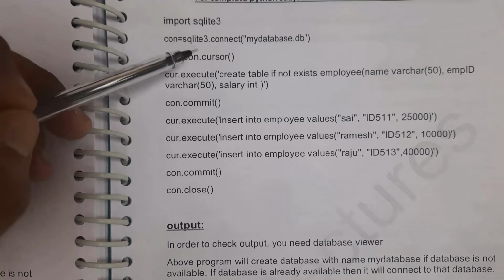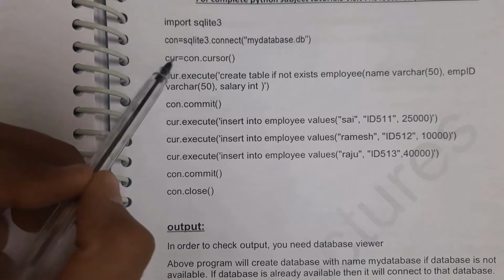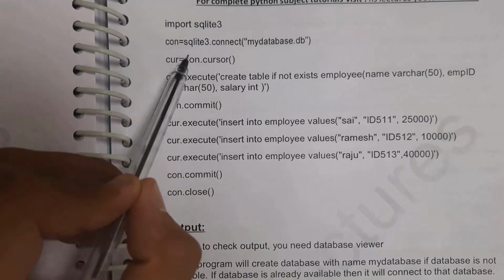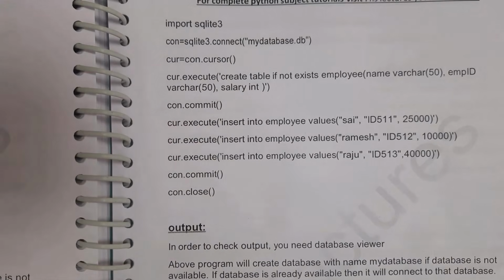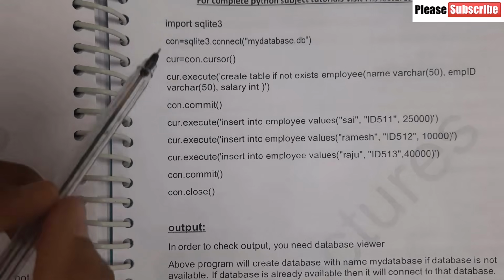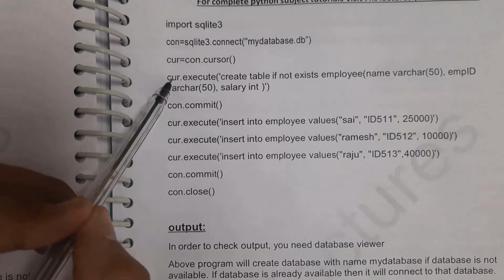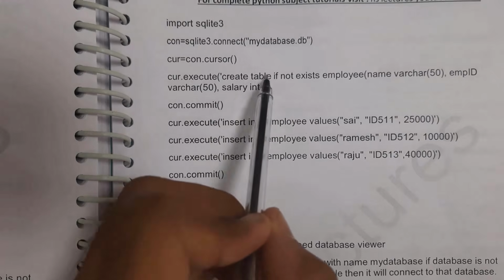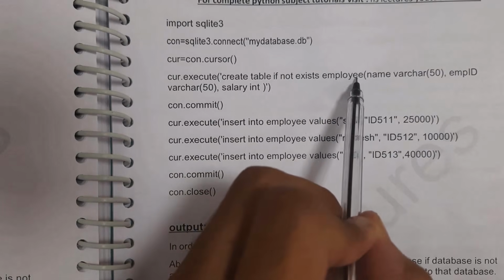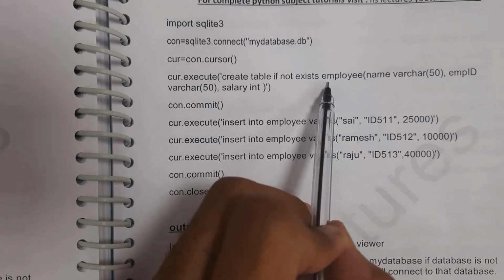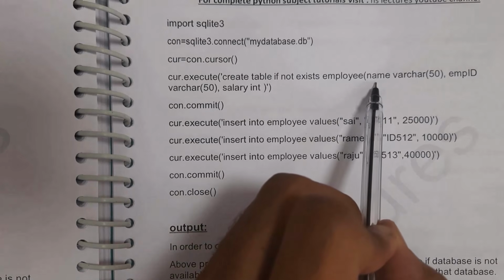And next take a cursor object. So just write cur equal to con.cursor, since my database is present in variable con. Definitely we need to write the cursor method. After writing the cursor method, I want to create the employee table. So just write cur, that is cursor.execute. Here you need to write the query, that is create table if not exists, table name is employee. Inside the employee table, I want to insert 3 columns. They are name, employee ID and salary.